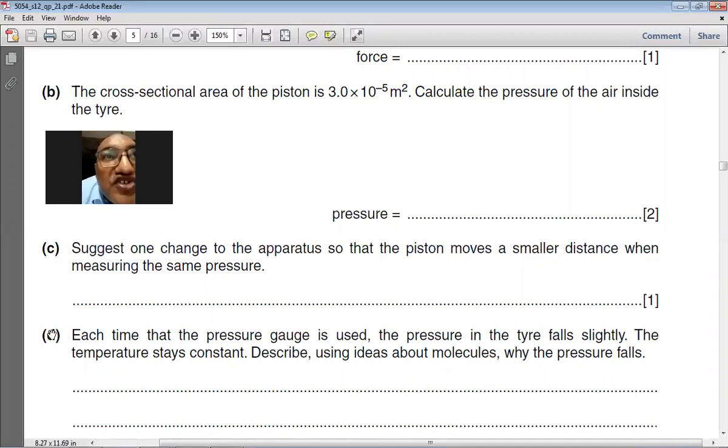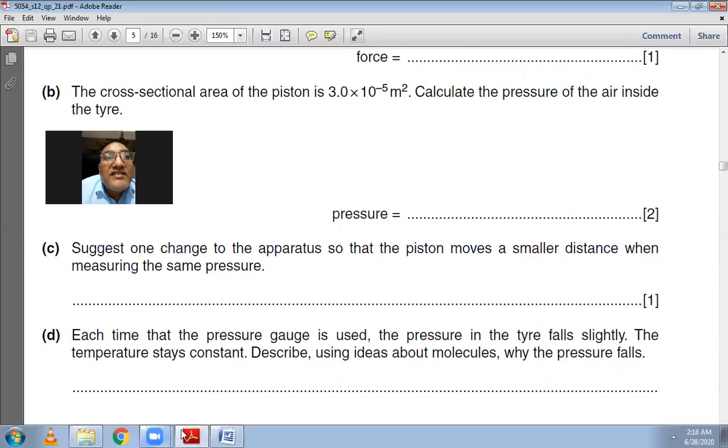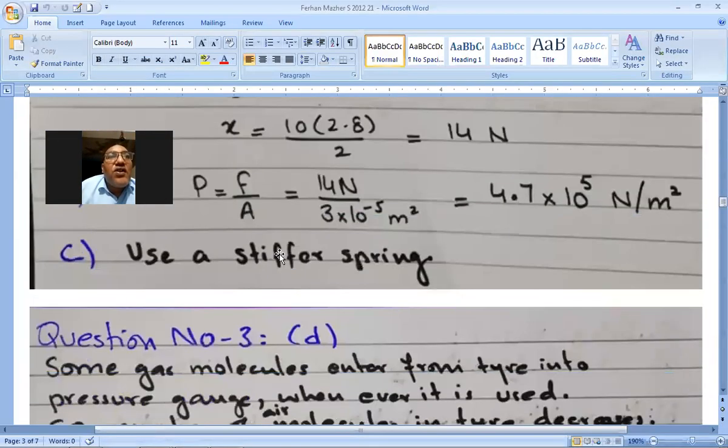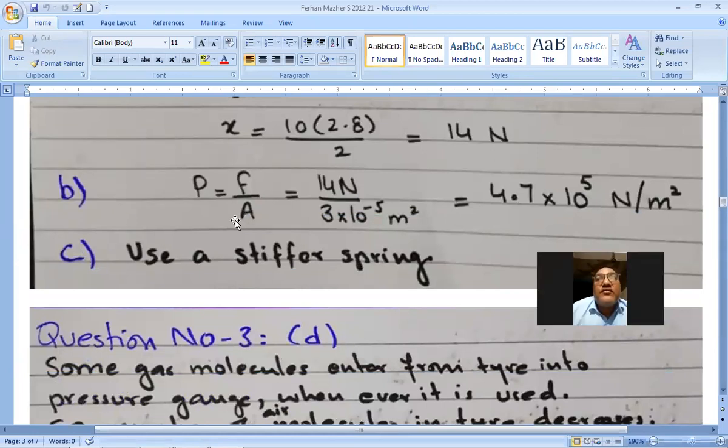I've done this on a paper. Let me show you that. So here we go. P equals F by A, 14 Newton divided by 3 times 10 to the power minus 5 meters squared. And the final answer will be 4.7 times 10 to the power 5 Newton per meter squared. I hope you have understood this numerical.